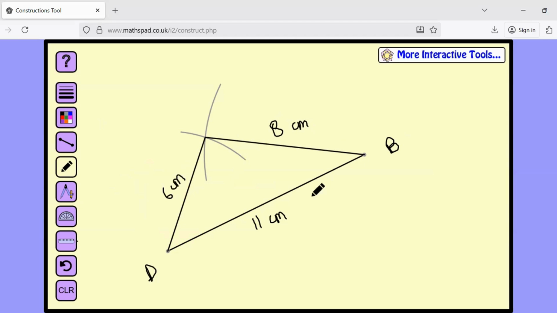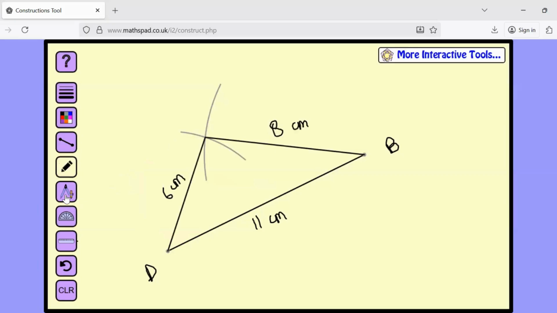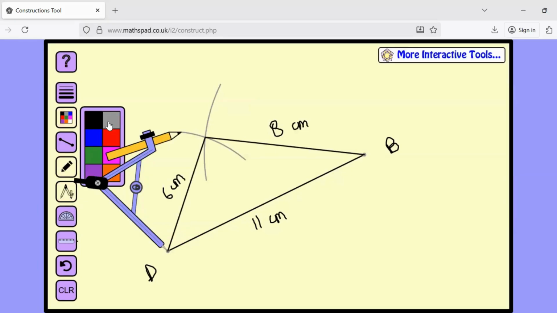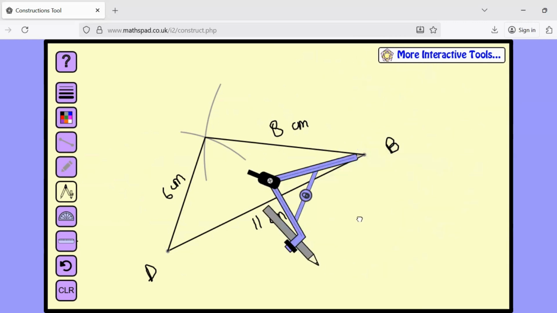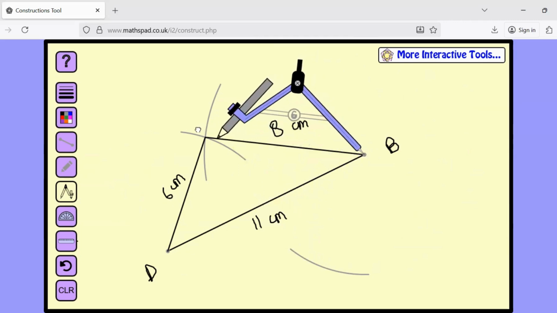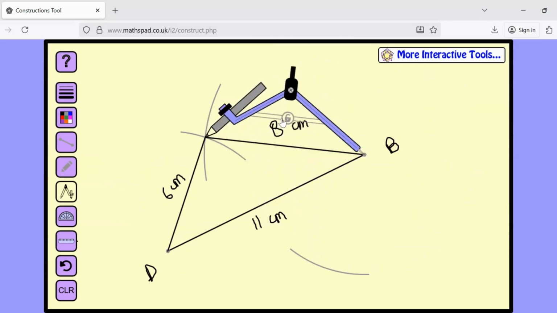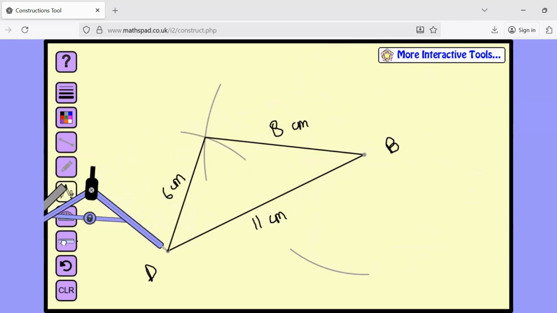In a parallelogram, we do know that the opposite sides are equal in length. If this is 6 centimeters, BC will also be 6 centimeters and CD will be 8 centimeters. Again, open up the compass. 6 centimeters, I already have it on the compass, so I'll be drawing 6 centimeters from B. And either I can use the scale or my already marked 8 centimeters. 8 centimeters from B.